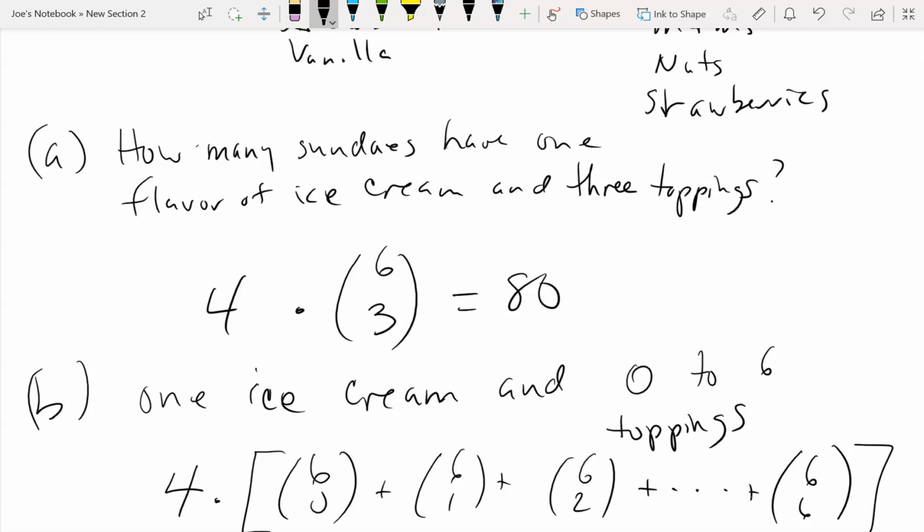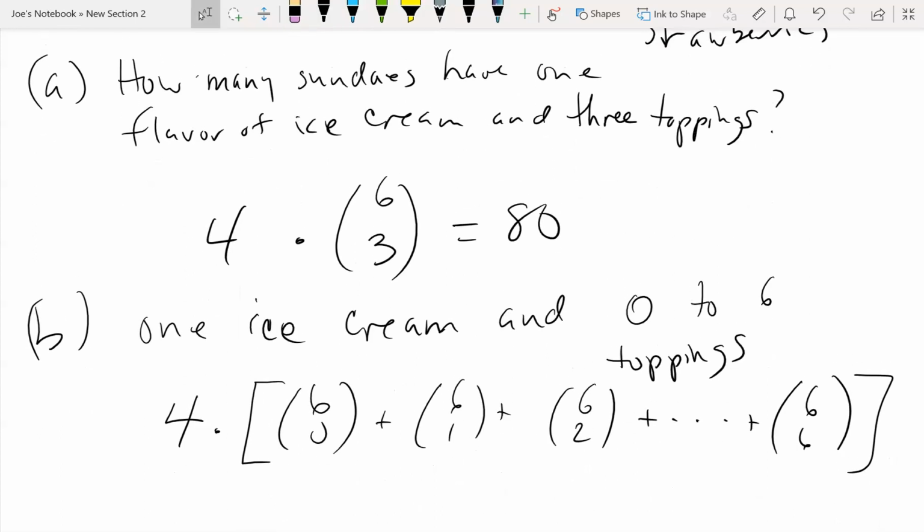So instead of doing that big long addition, I could do this as 4 times 2 to the 6th. That seemed a little easier, didn't it? Oops, no, that's not 128. That's 256, isn't it? It's 2 to the 8th, which should be 256. A little bit easier, right?